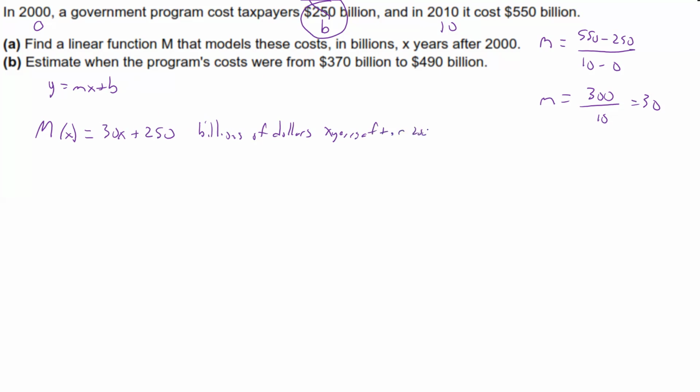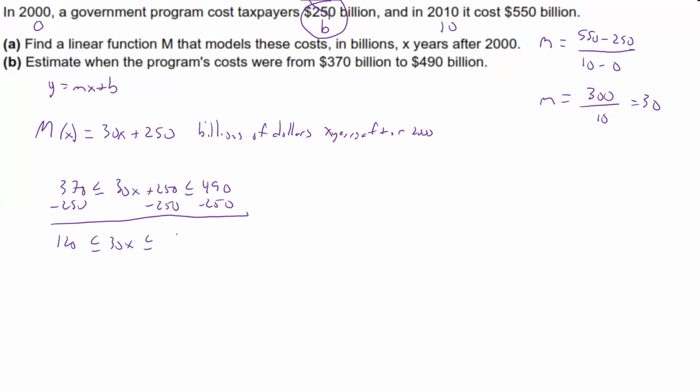Okay. Now we're supposed to estimate when the program's costs were 370 to 490 billion. Well, basically all we're going to do is say 370 less than or equal to 30x plus 250 less than or equal to 490. Now we'll subtract off 250. And so what do you get? 120 less than or equal to 30x less than or equal to 240. Divide by 30, and so it looks like 4 less than or equal to x less than or equal to 8.